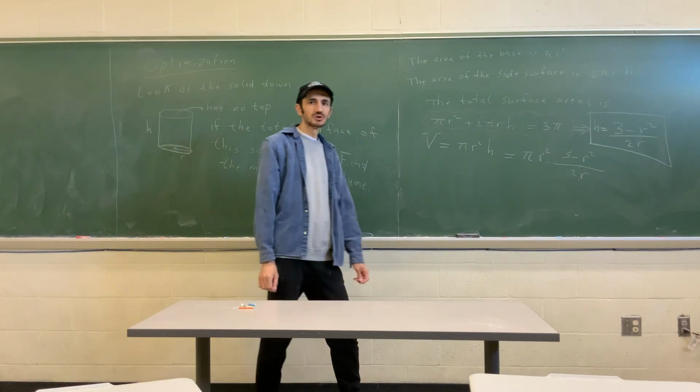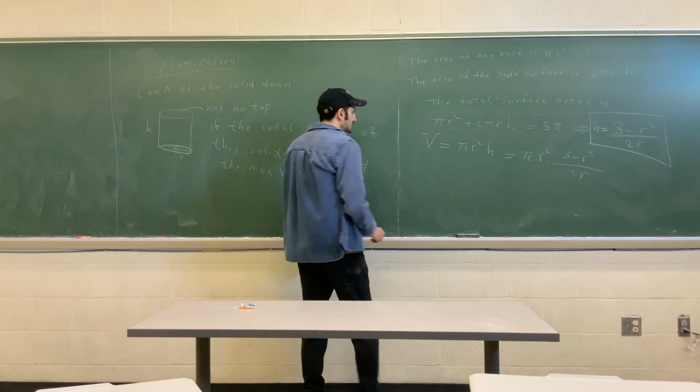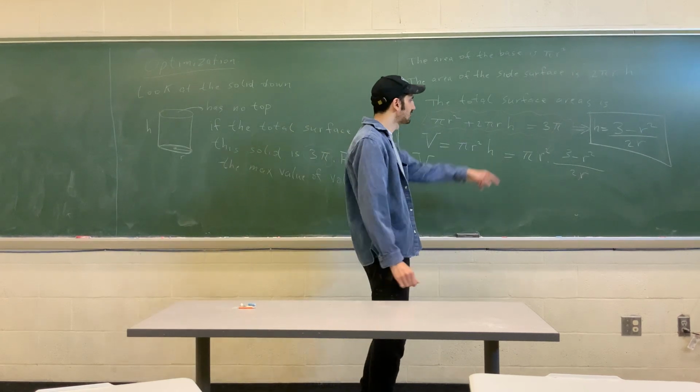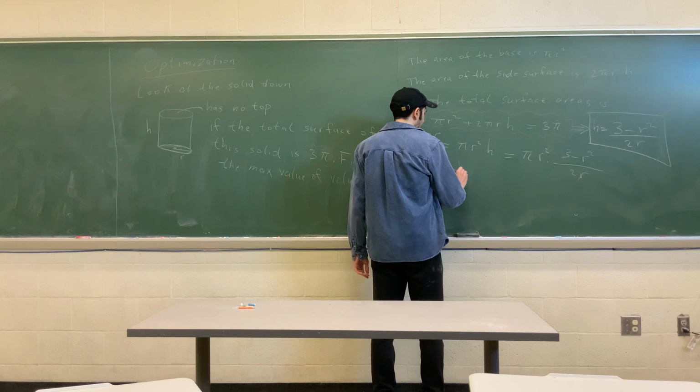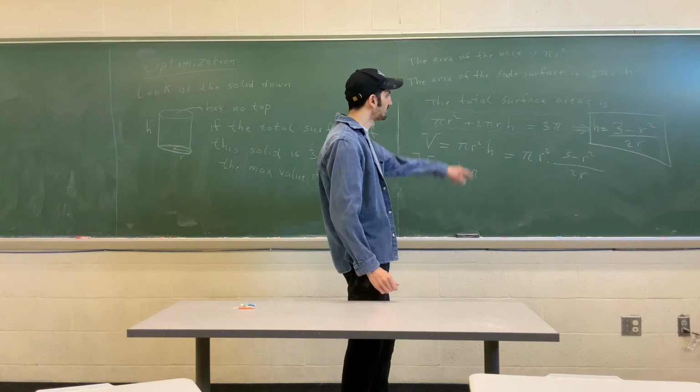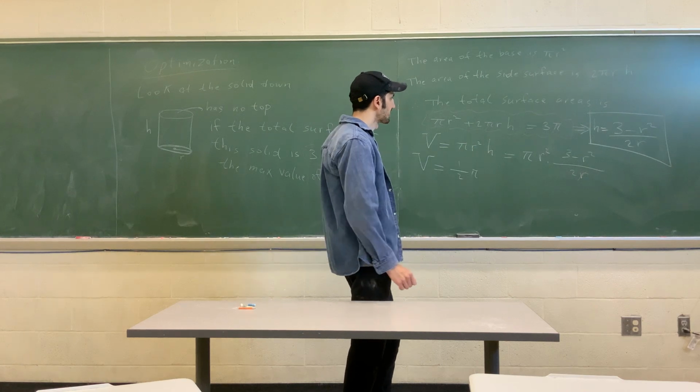Can I simplify it more? Sure. Let me write my volume again. And here's my volume. As you can see, I have 1/2 at the beginning, and I have pi, another constant. Now I have r multiplied by 3 minus r squared.